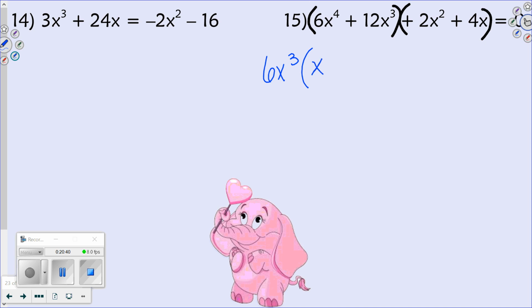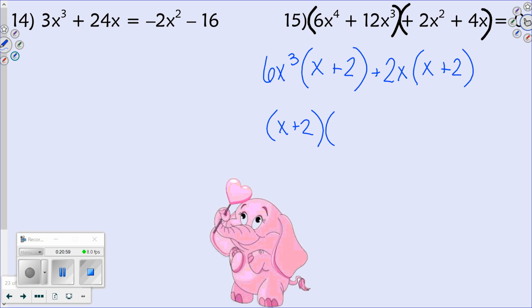All right, so we have x plus 2. GCF in the second set? 2x. So we have x plus 2. Common factor is x plus 2. Leftovers.